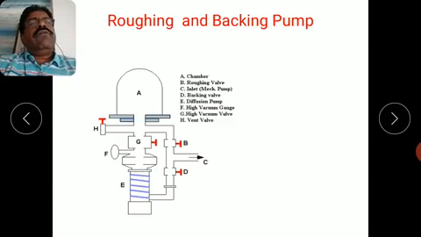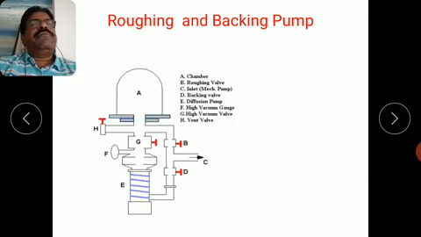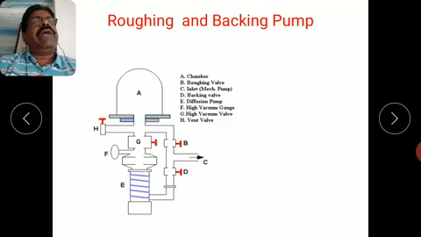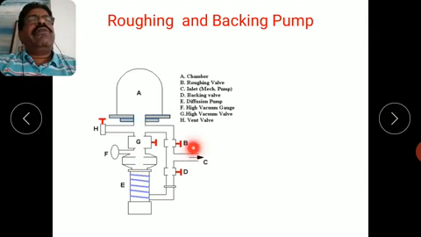Then just now earlier we came across two important terms, roughing pump and backing pump. Just now I told you that the rotary vane pump is used as a roughing pump, or it can also be used as a backing pump. So what is actually a roughing pump and a backing pump? Let us try to understand with the help of this diagram.